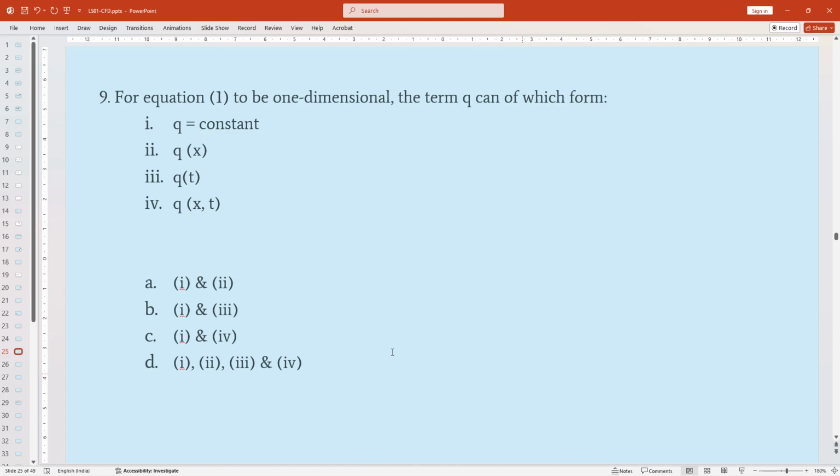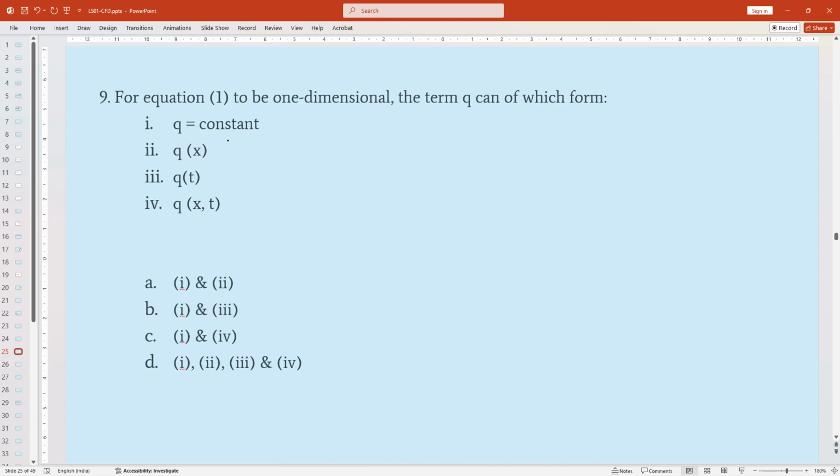Moving on to the next question. For equation 1 to be one dimensional, the term Q can be of which form? So the statement of Q for equation 1 to be in one dimension, which of the following should be true?